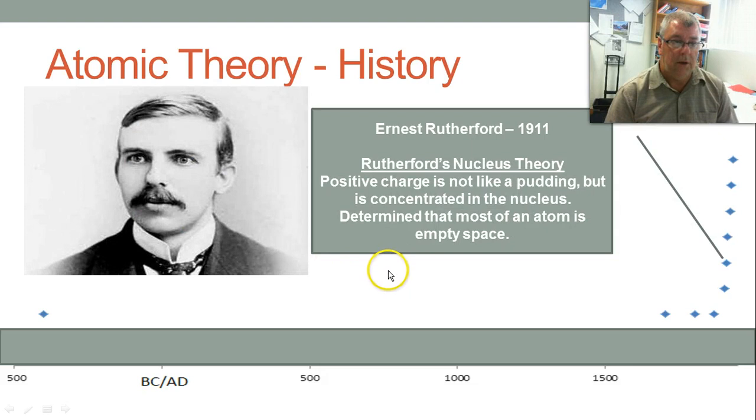Then there was Ernest Rutherford, New Zealand's most famous scientist. He said that the positive charge is not like a pudding, and so in the plum pudding, if you had these negative charges, all the pudding must have been roughly positive. And Rutherford said, well, no, there's no pudding. The positive charges are actually concentrated into their own particles. He didn't necessarily know that they were particles, but he said we'll have this thing called the nucleus, which is positive, and most of the atom is actually empty space.